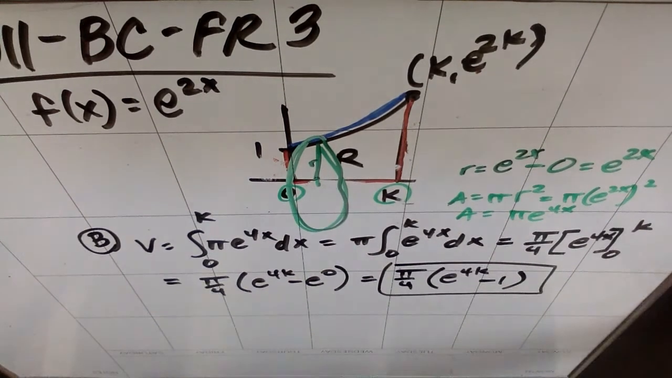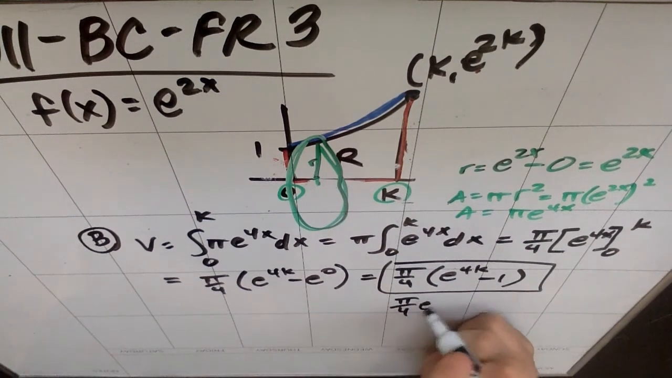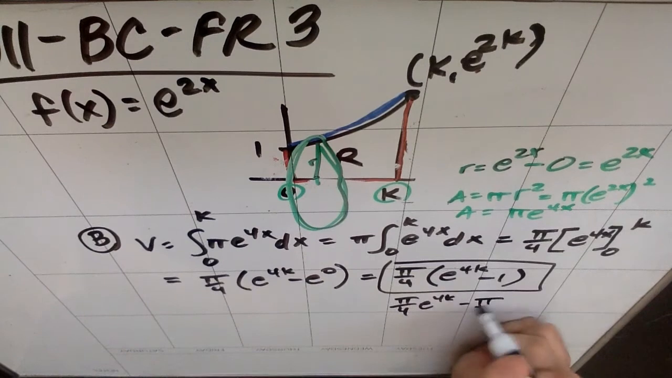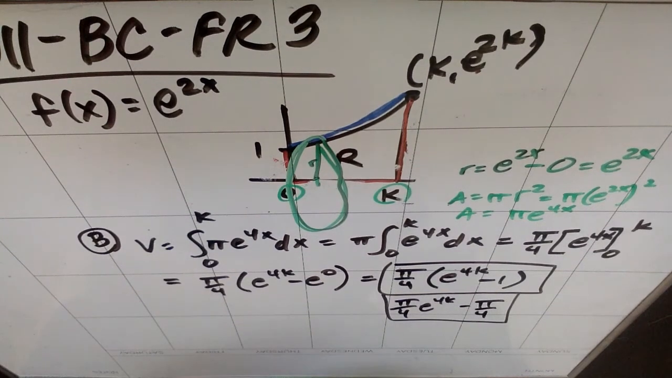So if you wanted to make this pi over 4 times e to the 4k minus pi over 4, that's also right. So if you like this better, that's fine. Right? It kind of just depends on how you dealt with the pi over 4 in the first place, whether you kept it factored out or distributed.